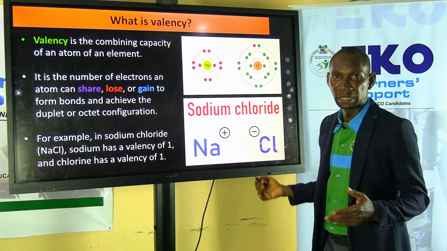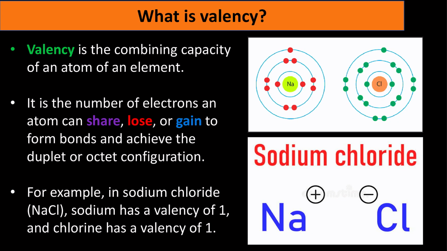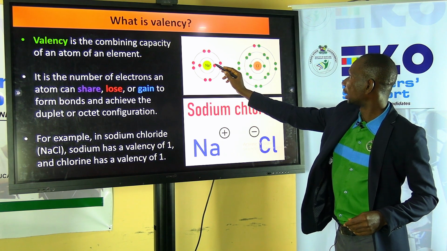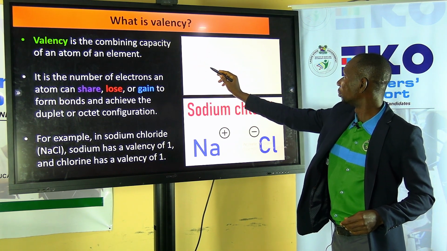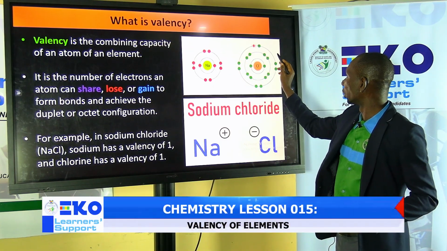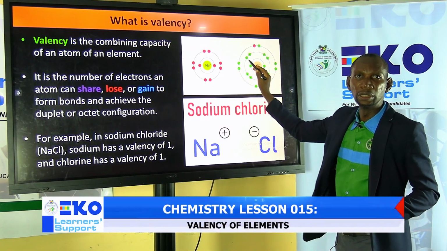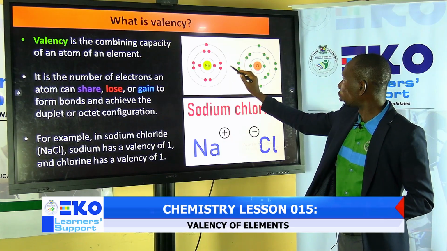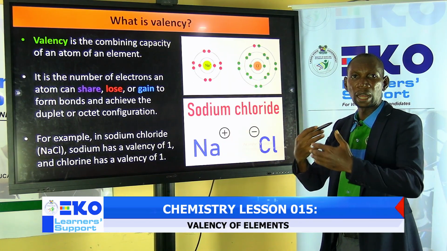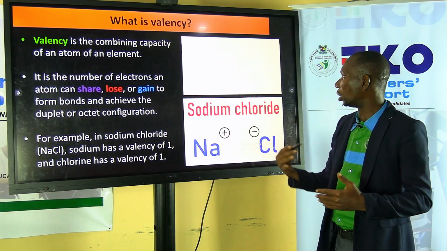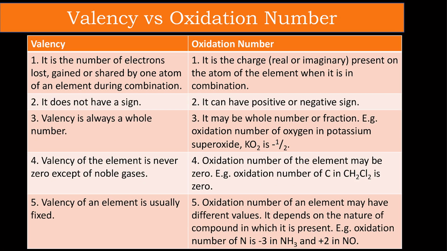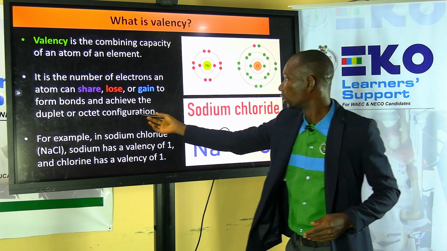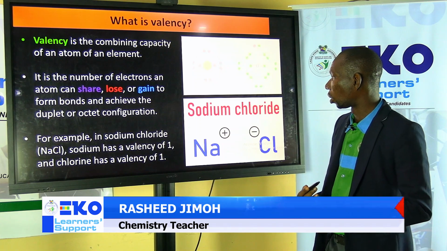All right, what is a valency now? A valency is the combining capacity of an element. As you can see here, this particular atom, sodium, is transferring one electron, and that is being gained. This is chemical bonding in play there. That is what valency is. When elements come together, the power that they use to form a bond is referred to as the valency, and it is the number of electrons an atom can share, lose, or gain to form bonds. As you can see here, in order to achieve either duplet or octet configuration.